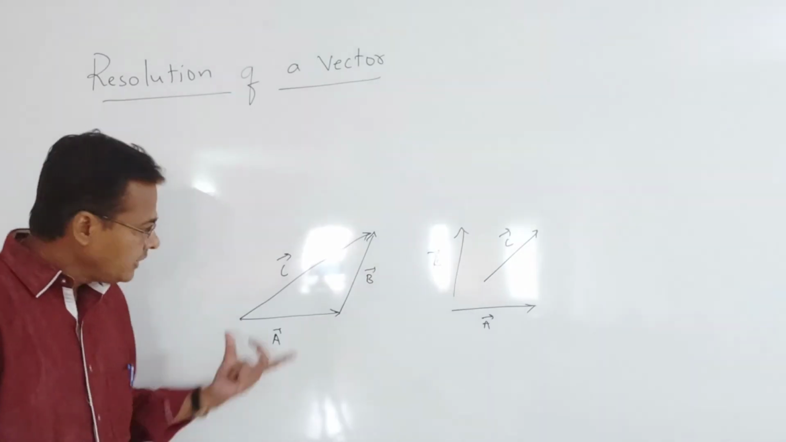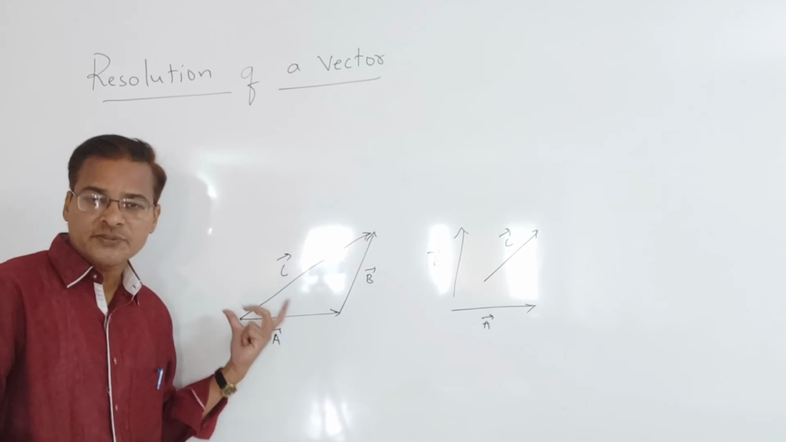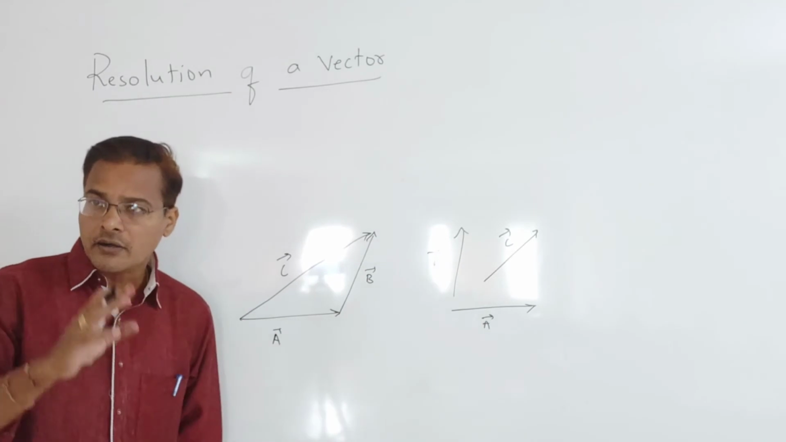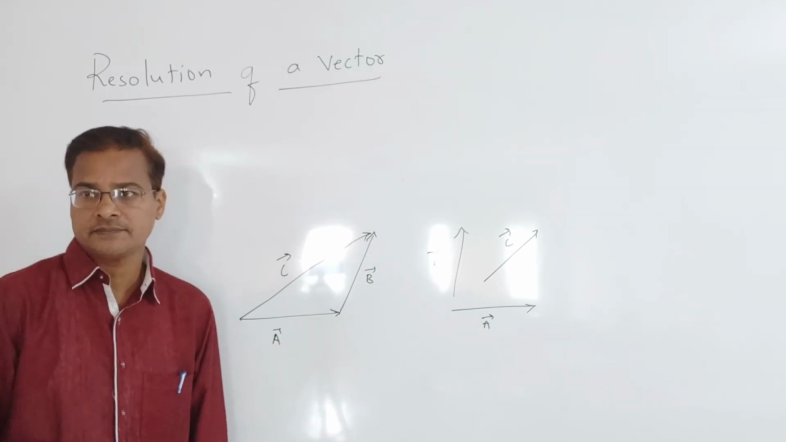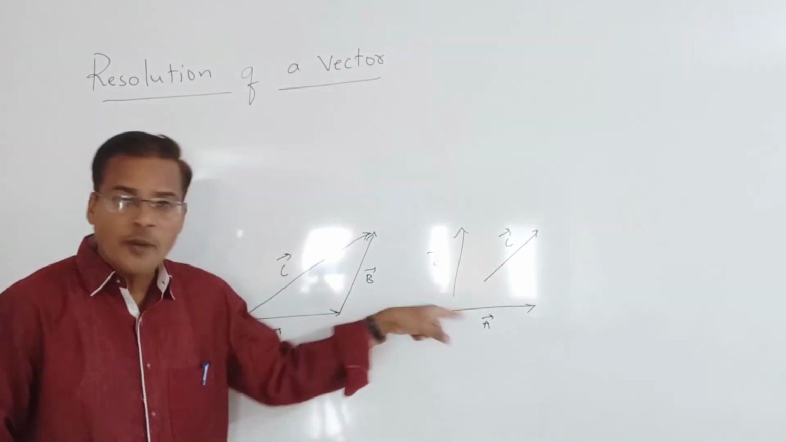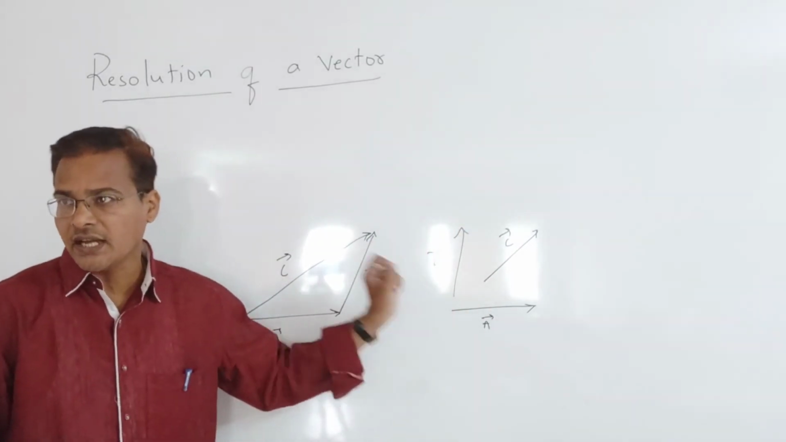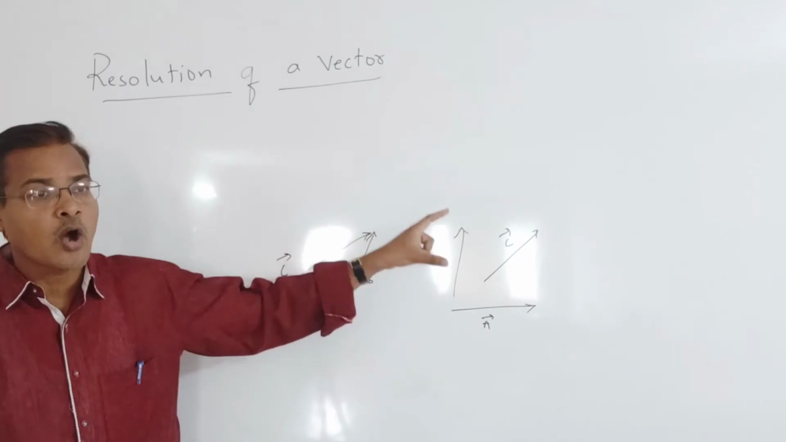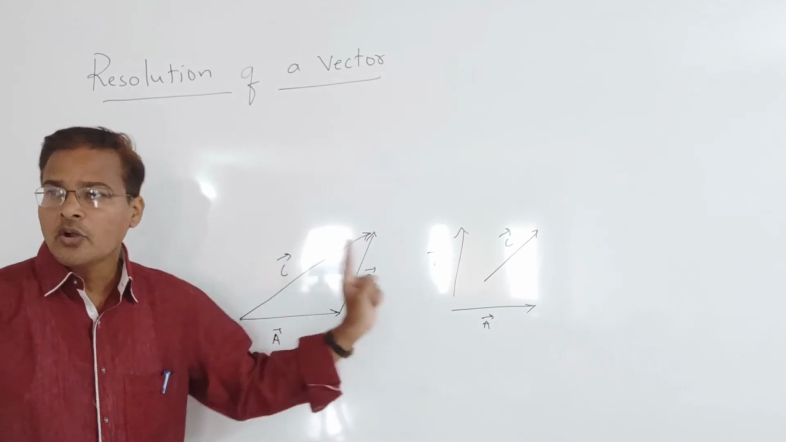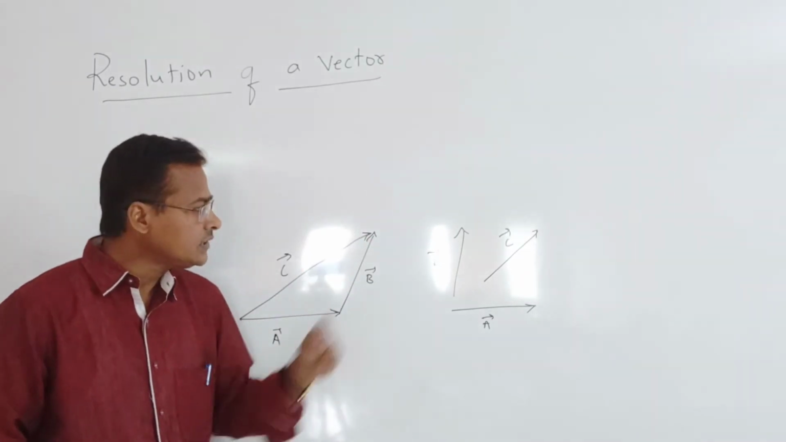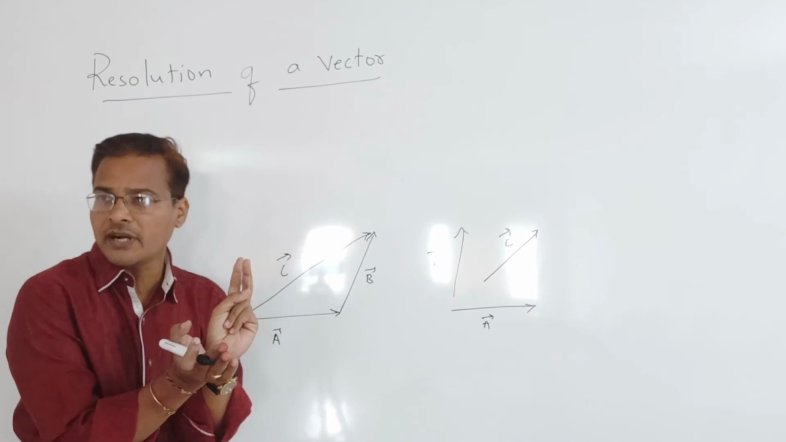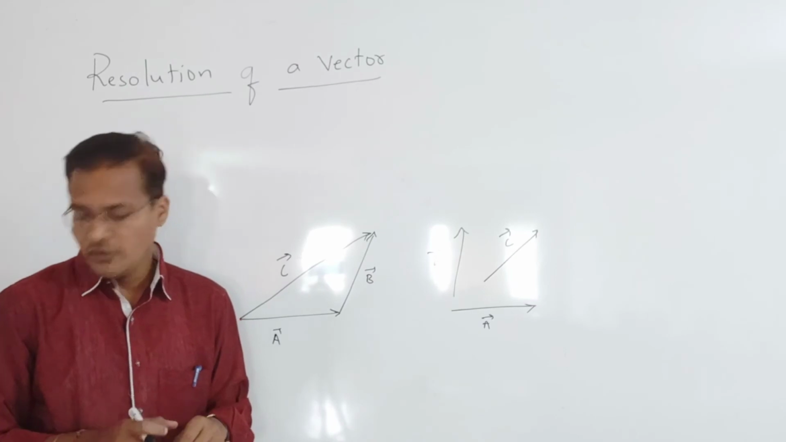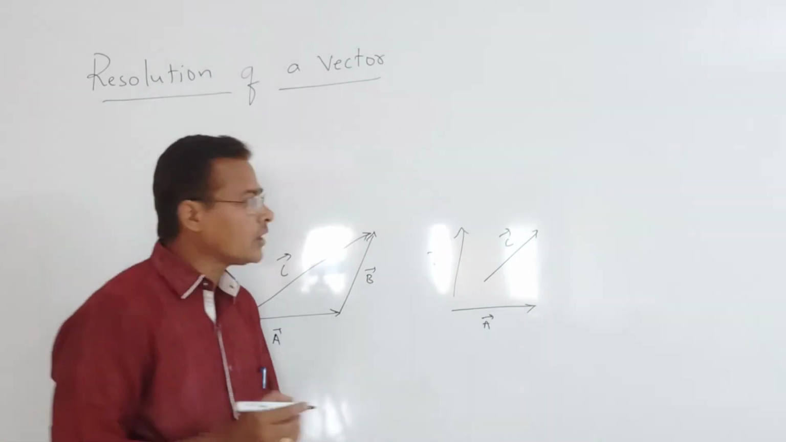So the process of splitting of a vector into two or more components is called resolution of a vector. The vectors so obtained, we call components. If we draw the vectors perpendicular, we call them perpendicular vectors, or rectangular vectors also.